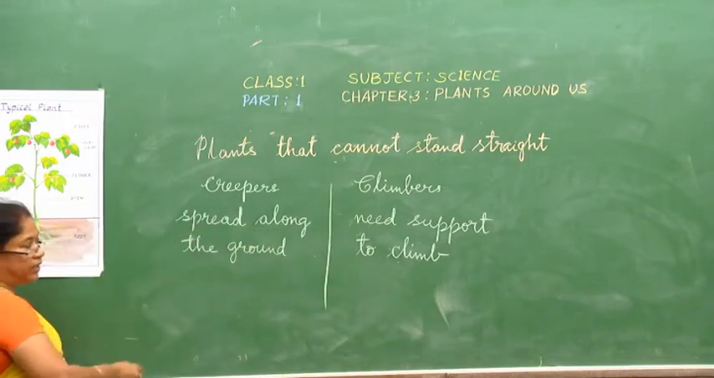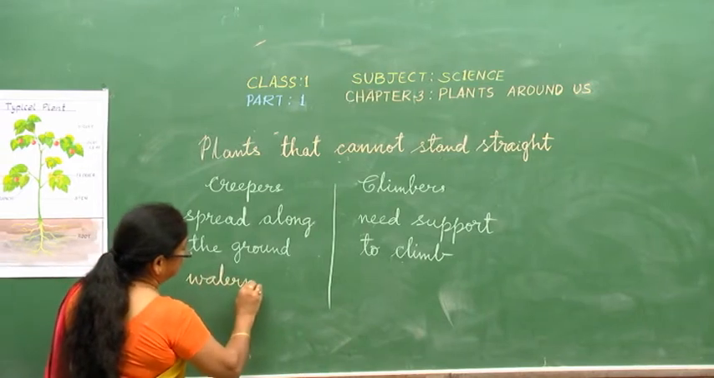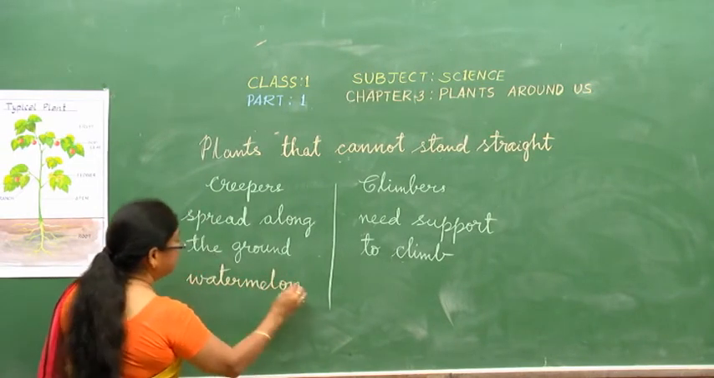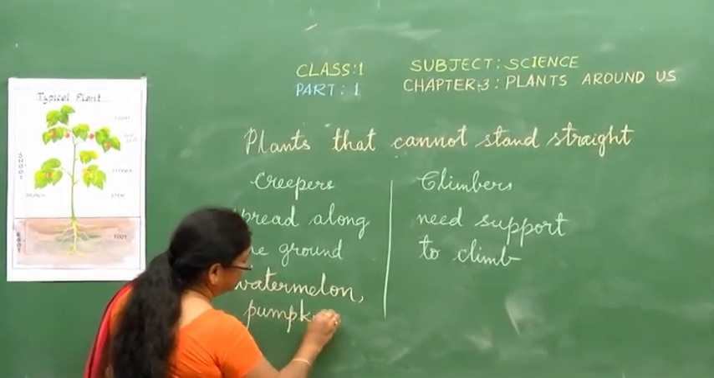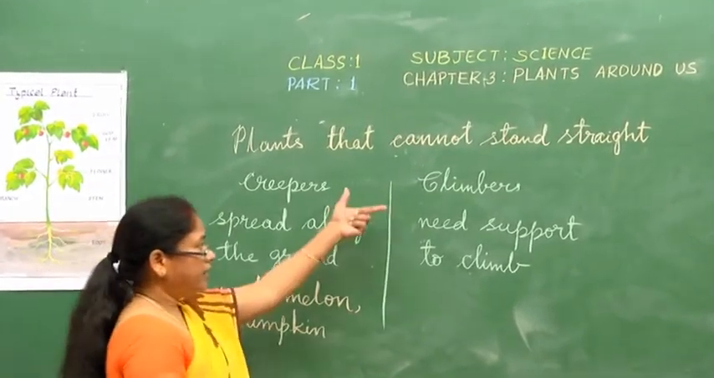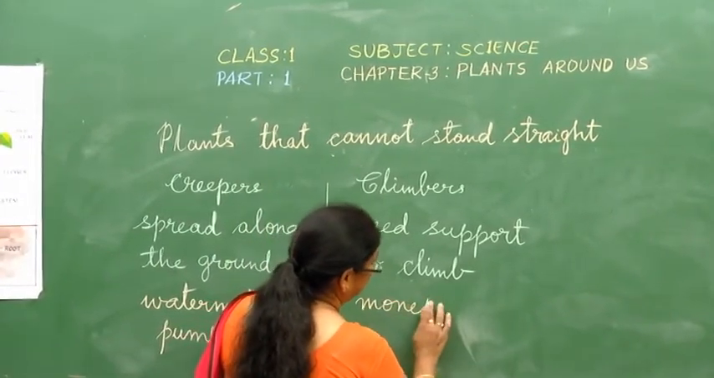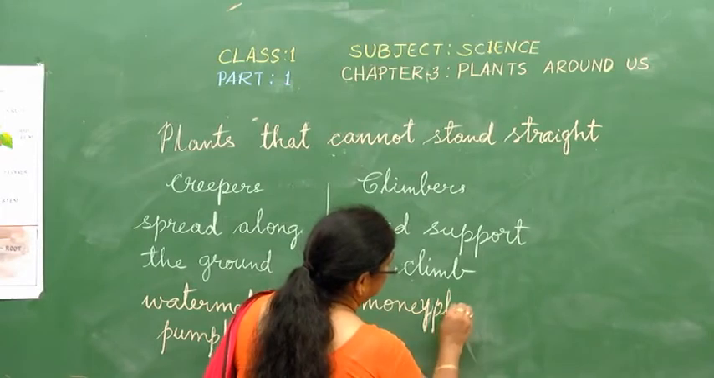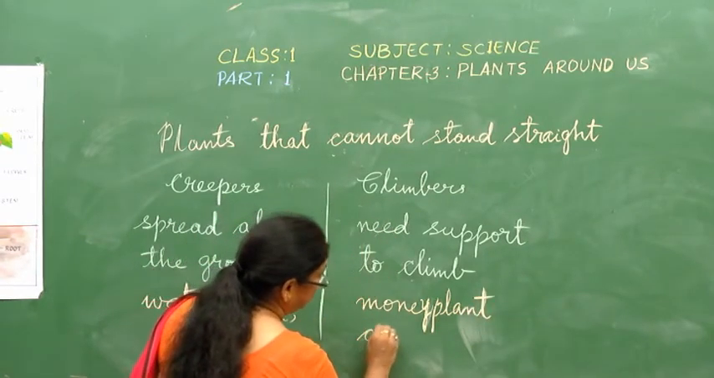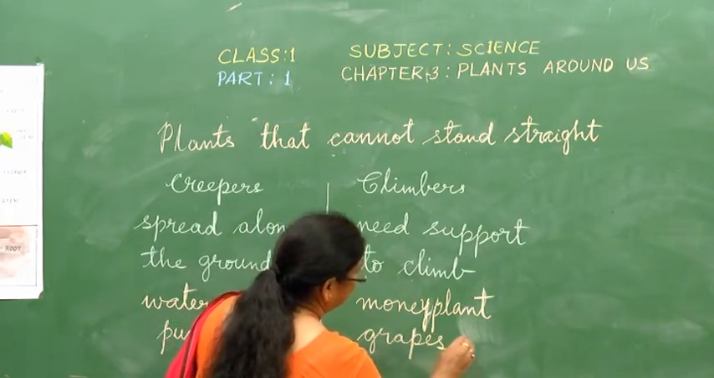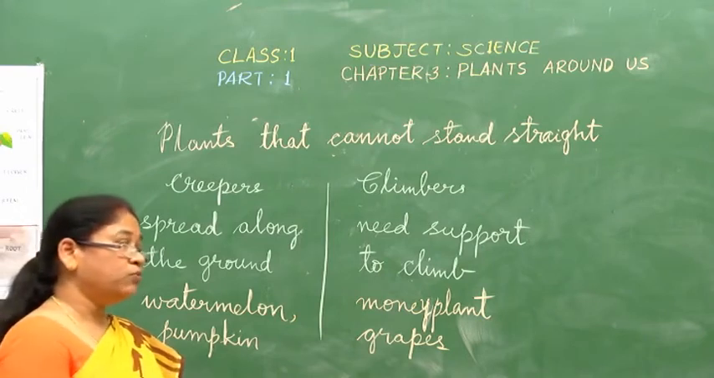Examples for creepers are watermelon and pumpkin. And climbers are money plant and grapes. And some plants grow in water also.